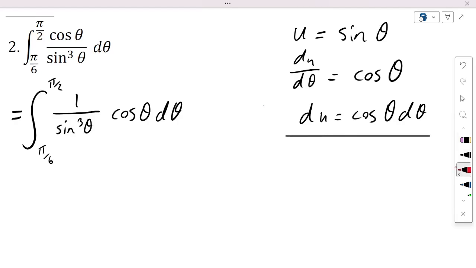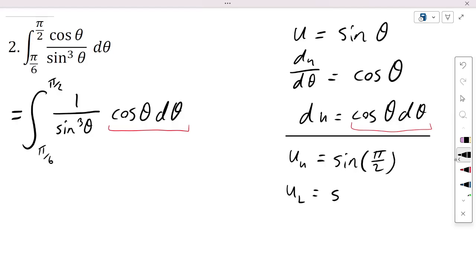Does this satisfy what we have over here? Absolutely. We have cosine theta multiplied by d theta, which is equal to du, which is perfect in our case. Now we can substitute. But because we're working with a definite integral, we need to find a new upper and lower limit to satisfy our new variable substitution. We have u as the subject of the formula, so we can directly substitute into theta: sine of the upper limit, pi over 2, and on the lower one, sine of pi over 6.